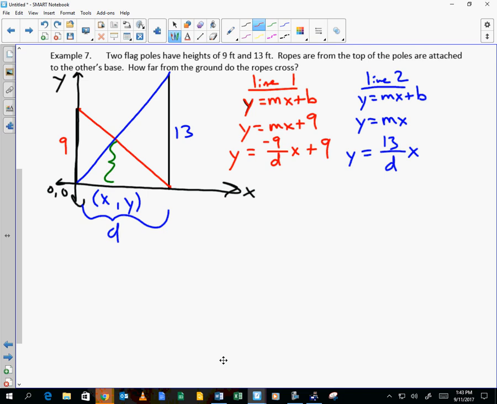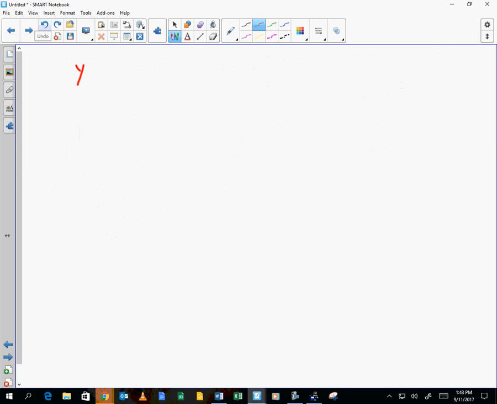I'm trying to find the intersection. How do I find intersection between 2 lines? We've got 2 options. Suppose I have 2 lines like that. How do I find the intersection? I could graph it. Or substitution. Since y is equal to that, I can plug it in for y. So substitution is one option, right?